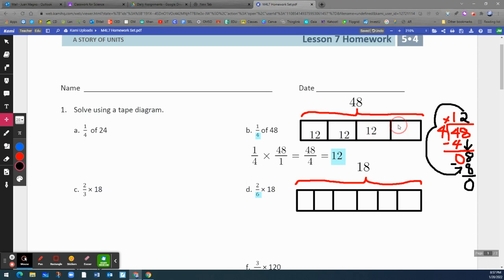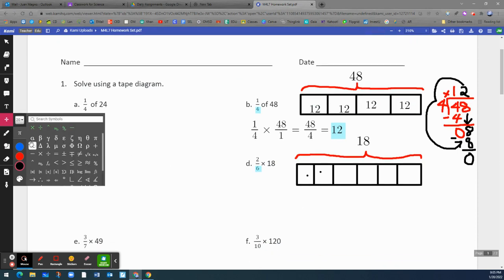So if this was 48 pencils, then each group will have 12 pencils, and that will be the answer. Okay, my friends, now we're going to set up the multiplication again. It's going to be 2 over 6 times the 18, and remember, we make the whole number a fraction by placing a 1 under it. That's 2 times 18 equals 36, divided by 6 times 1 equals 6.